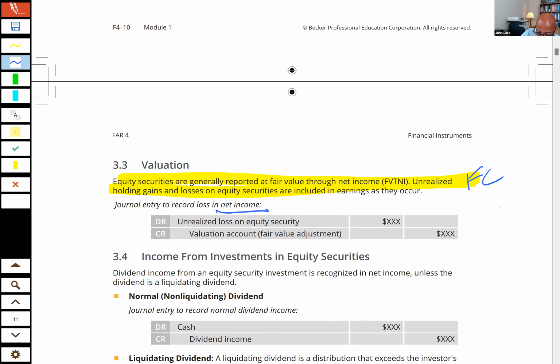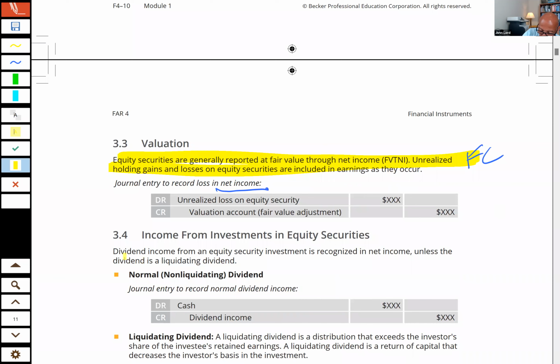And then if there is dividend income from this, that will be reported in net income as well. So you have two income streams for your equity securities accounted for under the fair value through net income method. You have unrealized holding gains and losses, could be a loss. And then if the entity pays dividends, then that's part of the income calculation as well, right? So if the question asks you what's the income, and they give you information about a dividend and they give you information about changes in fair value, you have to consider both of those.